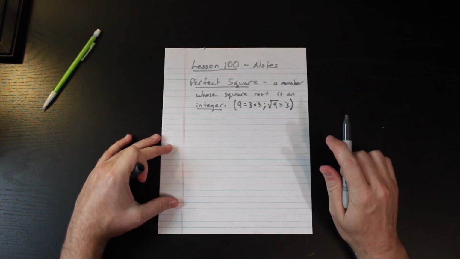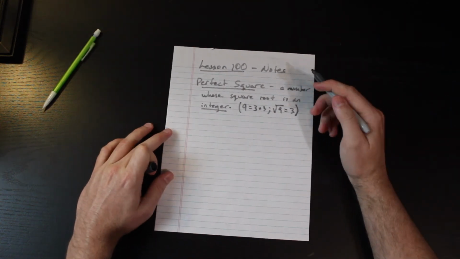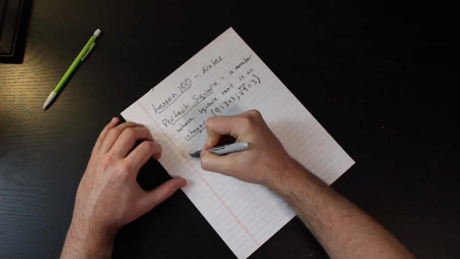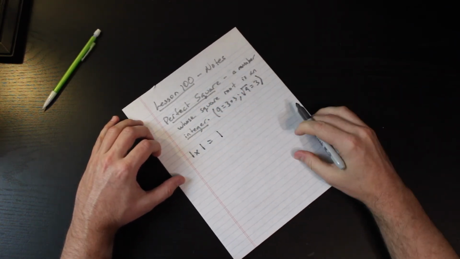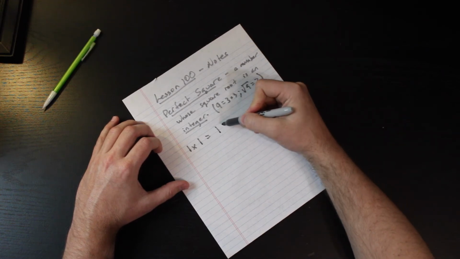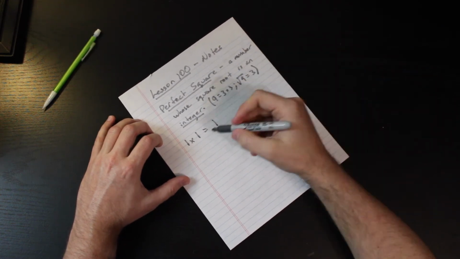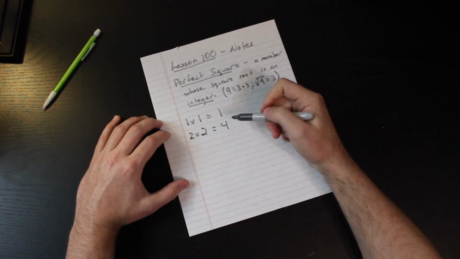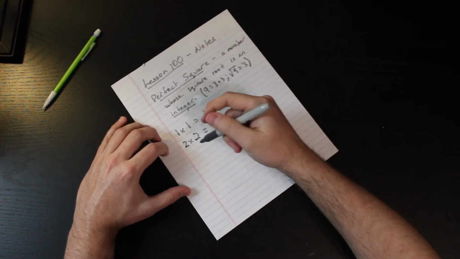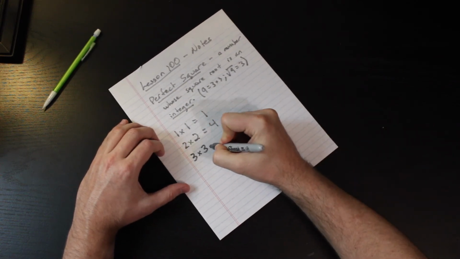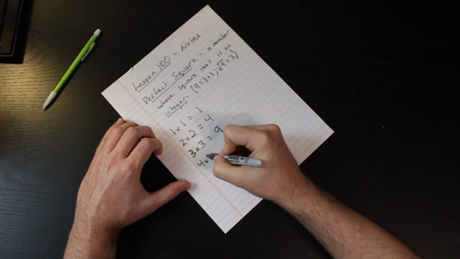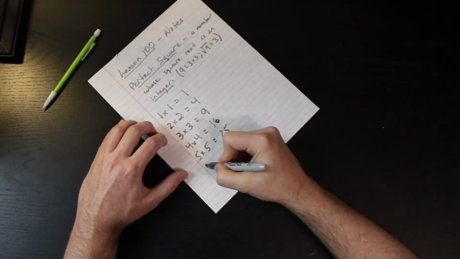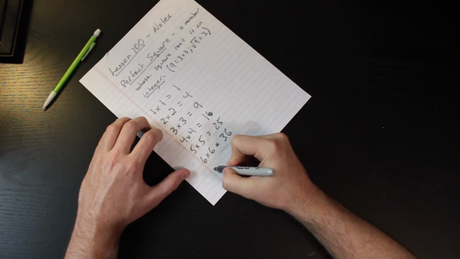Let's go ahead and make a list of some of the common perfect squares you are likely to see in your math work. 1 times 1 equals 1. So 1 is a perfect square. 2 times 2 equals 4. So 4 is also a perfect square. We already mentioned 3 times 3. And we can keep going like this. Let's go all the way up to 13 times 13.